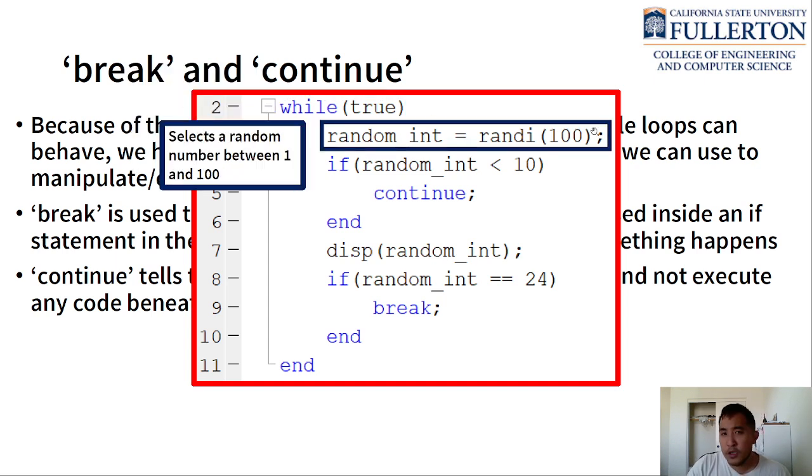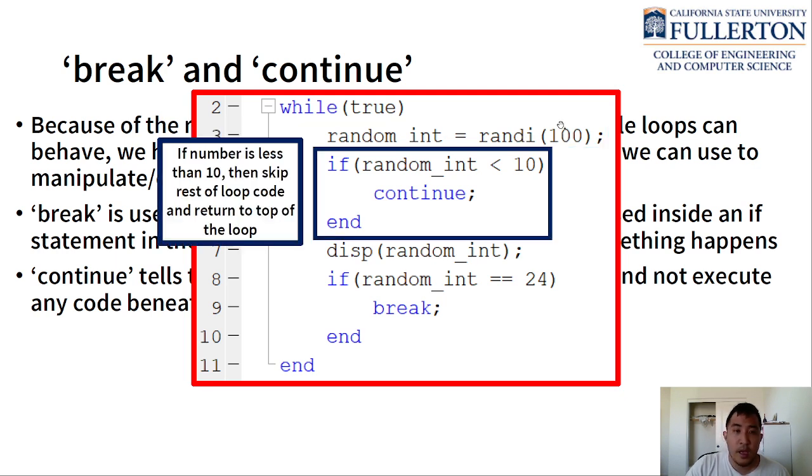What the code's going to do is sample a random integer between 1 and 100. The first thing it's going to do is check to see if the integer is less than 10. If it's less than 10, then we continue. Remember, what continue does is ignore the rest of the loop body, only for this iteration, and then it returns back to the top of the loop.